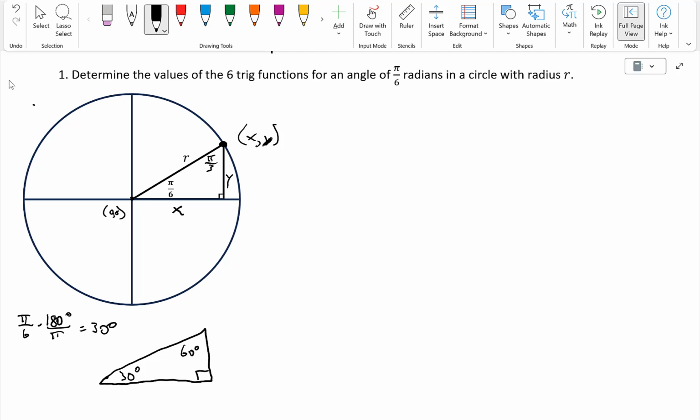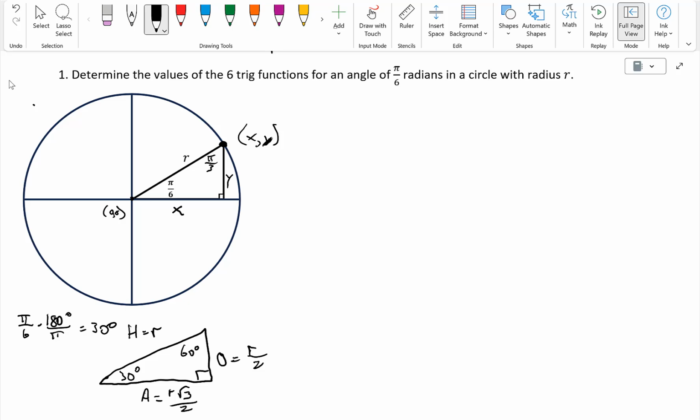If our radius or our hypotenuse is r, then our opposite side, right, opposite that reference angle, is the short side here because it's opposite that smallest angle, is going to be that r over 2. And our adjacent side, the long side here, opposite the 60, is going to be root 3 times that value. So we get an r root 3 over 2.